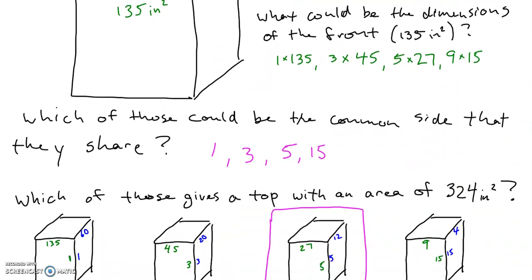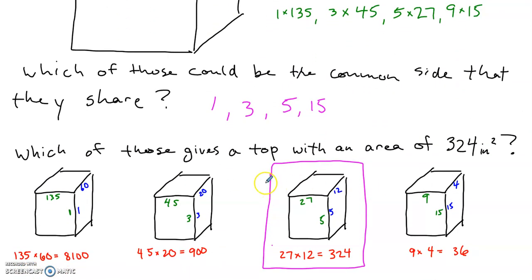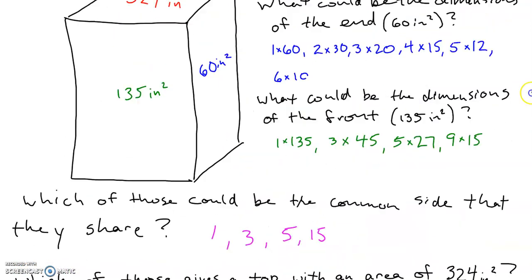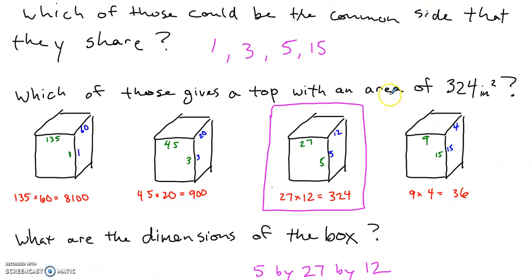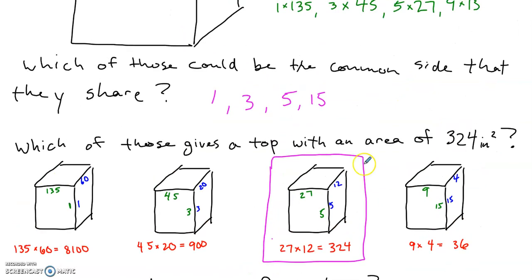Then I said, okay, for each one of those options, which of those gives a top with this area of 324? So basically I said, okay, if that common side that they share is a 1, that means this is 1 by 135, this is 1 by 60, and the top would be 135 by 60, which you can see has an area that's way more than 324. So I ruled that out.